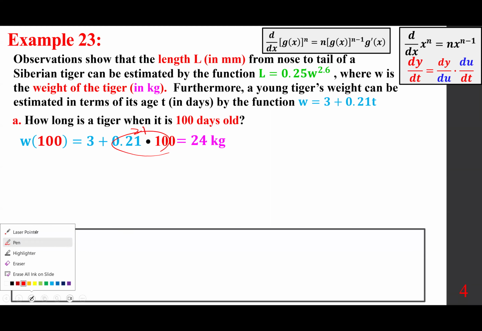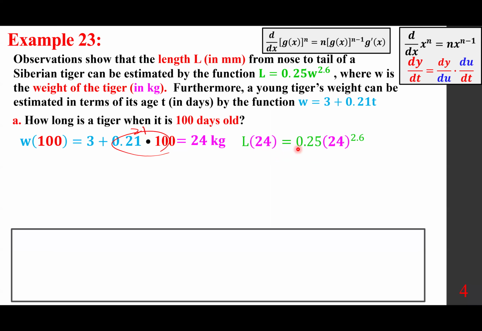Now, when it's 100 days old, that's the weight. What is the length? Plug it in. So L of 24 is 0.25 times 24 to the power of 2.6. And you do the math, and it gives you 969.369, close to 1,000. Remember, 1,000 millimeters is about 1 meter. And that's the elementary algebra breakdown.